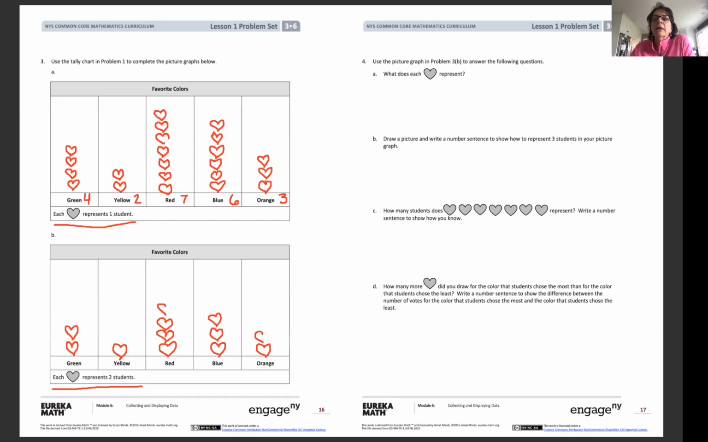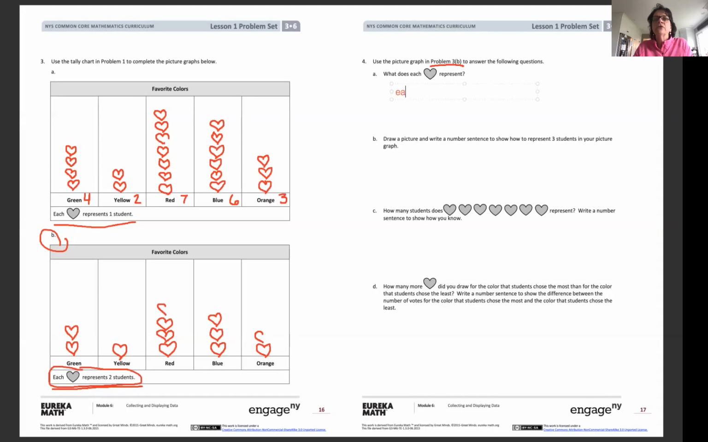It says use the pictograph in problem 3B to answer the following questions. So really important that we're looking at 3B, which is this one. 3B is the bottom one, okay? What does each heart represent? Well, if we come down here, it gives us our answer right there. How easy is that? Each heart represents 2 students. So I can type my answer in here. You guys can write it.